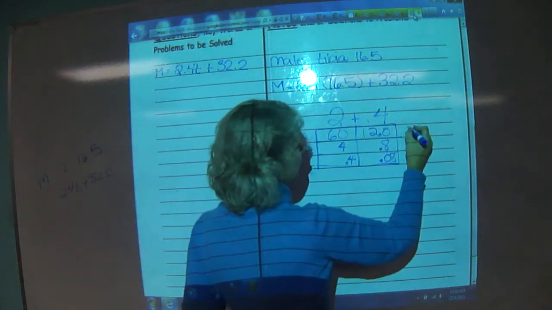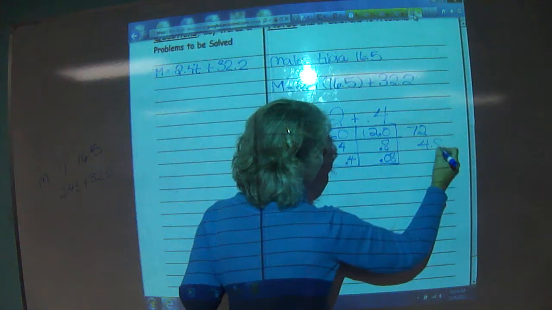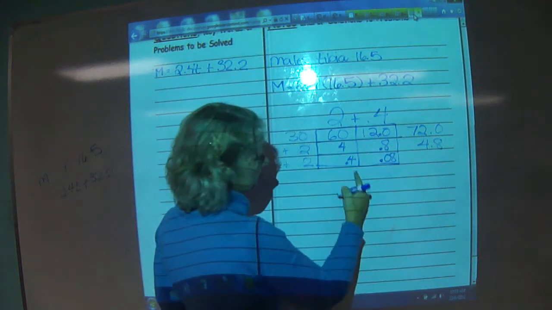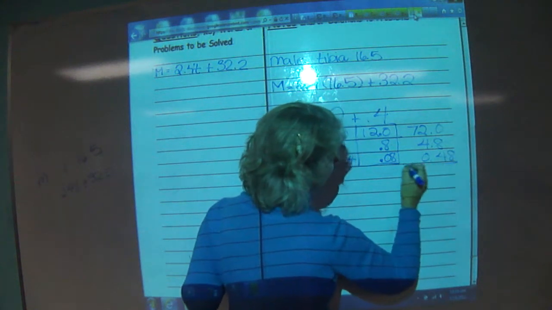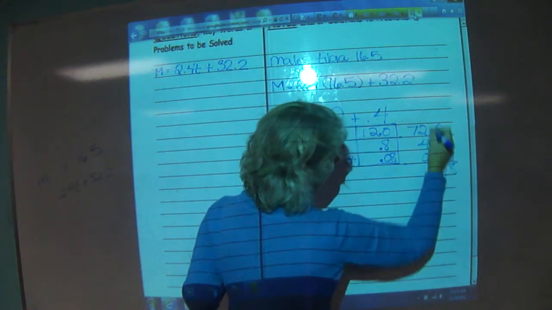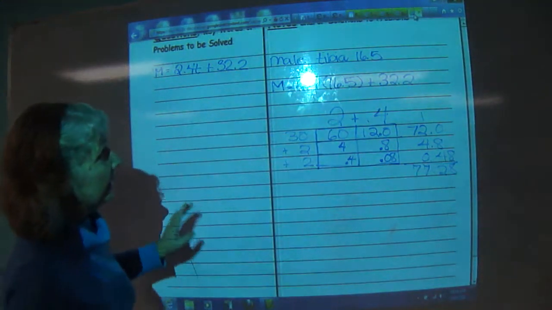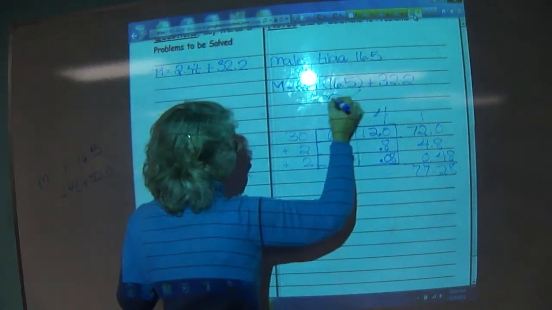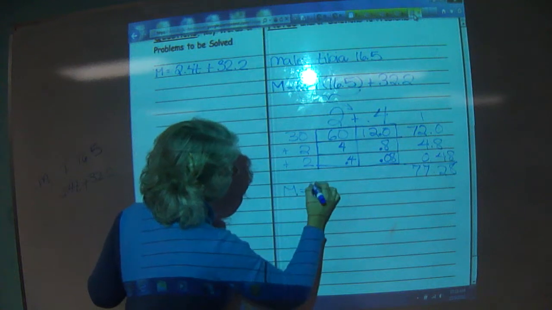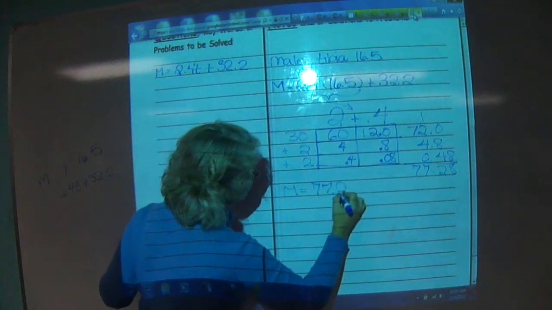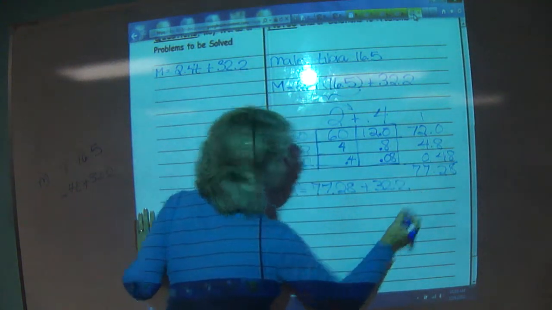Then we're just going to add. This is 72, 4.8. Notice how I line up my ones places. And this is 0.48. Then I'm just going to add them together. 77.28. And that's just this part. So M equals 77 and 28 hundredths plus 32 and 2/10.